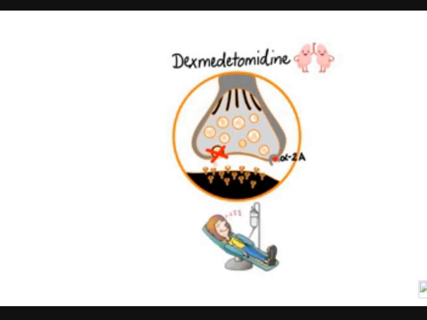When it comes to side effects of dexmedetomidine, the most common ones are bradycardia and hypotension, as well as transient hypertension due to weak peripheral alpha-1 receptor agonist activity.